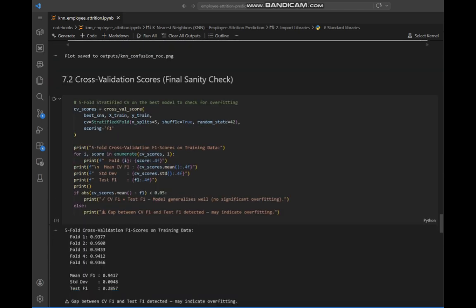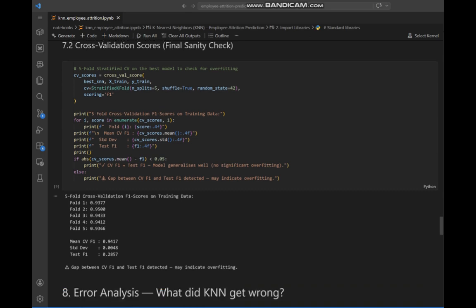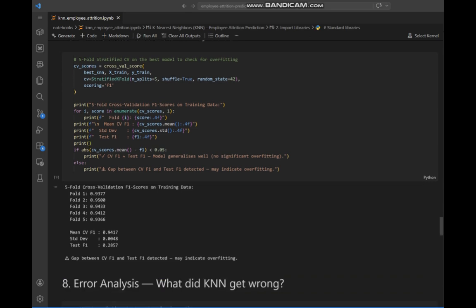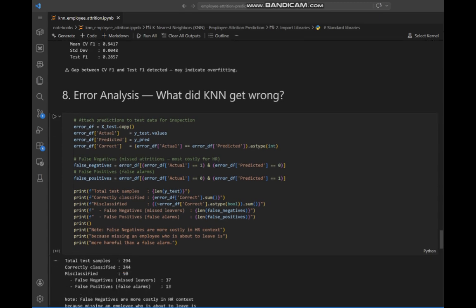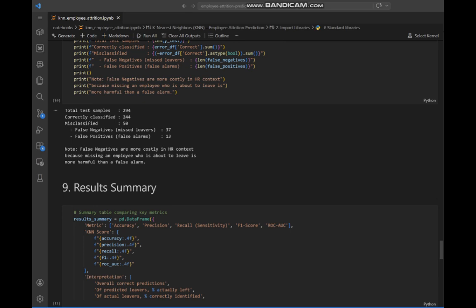Section 7.2 is cross-validation sanity checking. Mean CV F1 on the training fold was 0.9417 with very low variance, but test F1 was only 0.2857, showing a strong CV-to-test gap and likely overfitting behavior. Section 8 is error analysis, highlighting that the missed leavers are the biggest business risk. Section 9 summarizes the results.